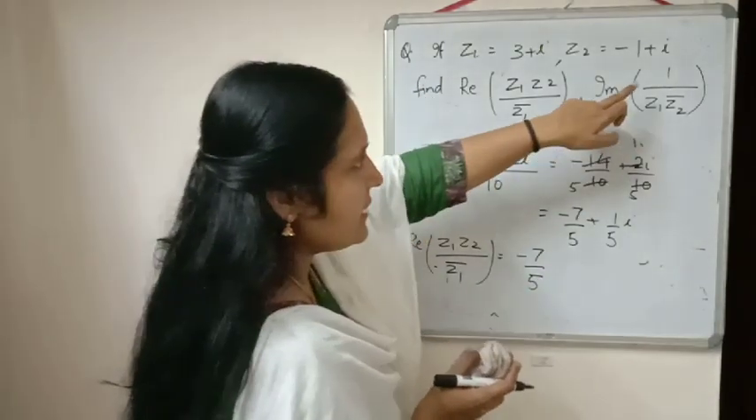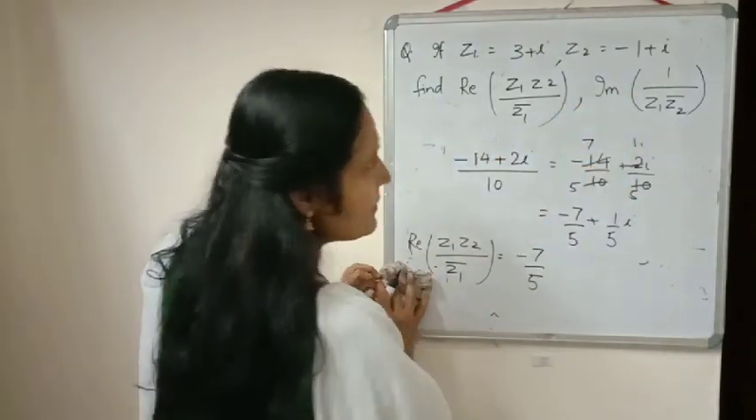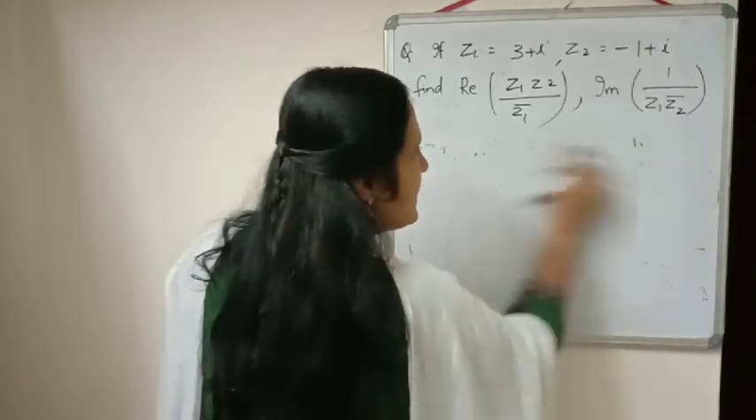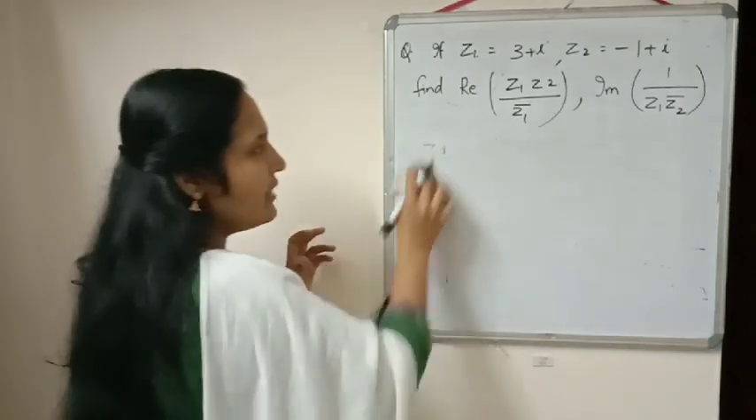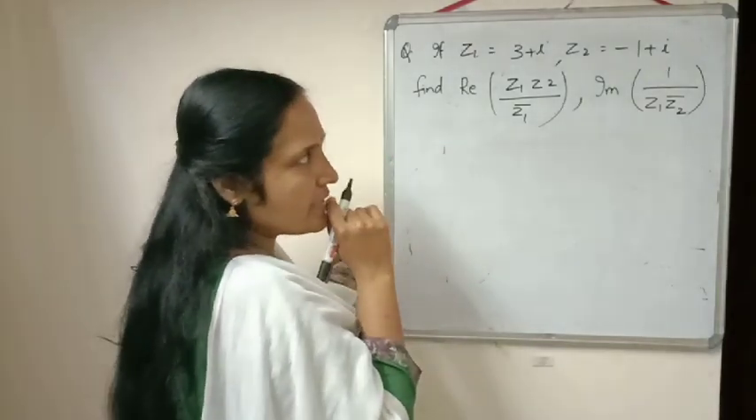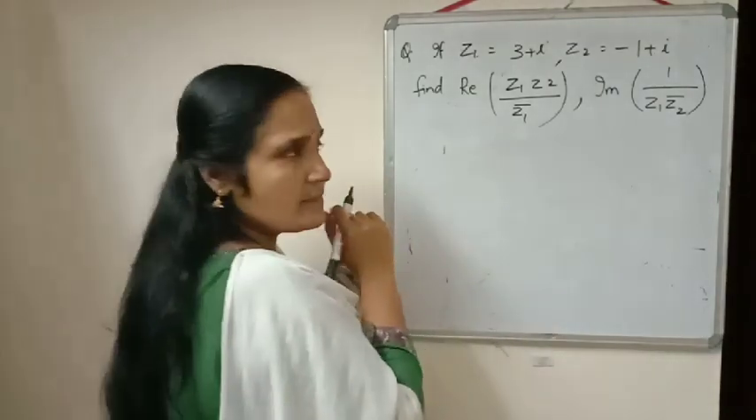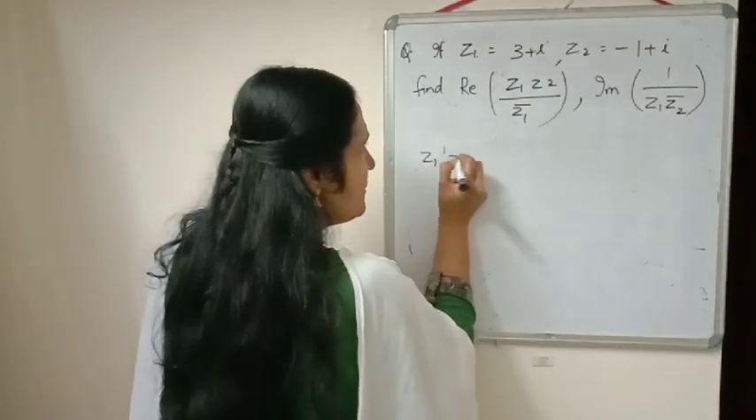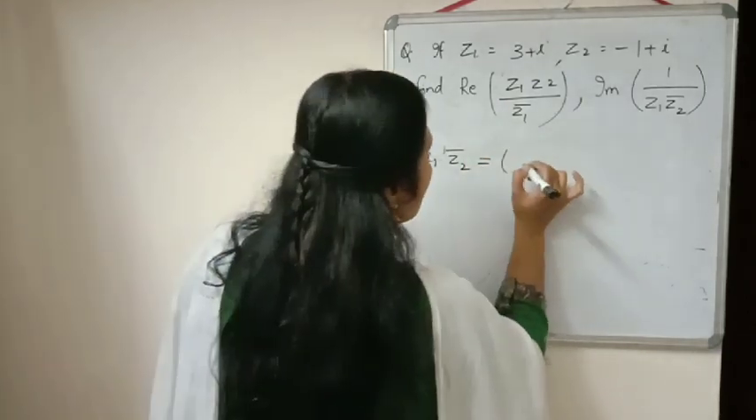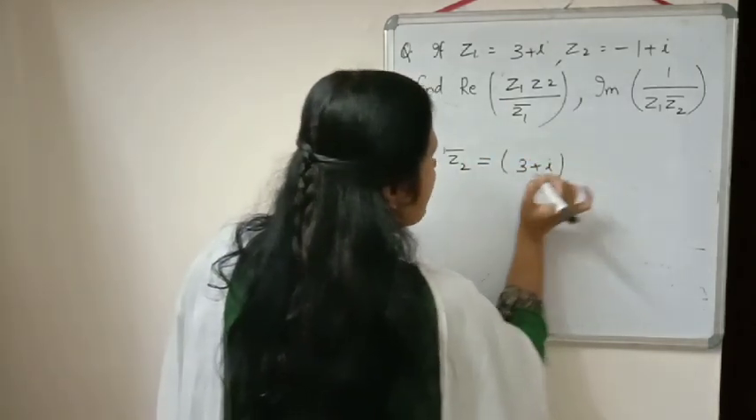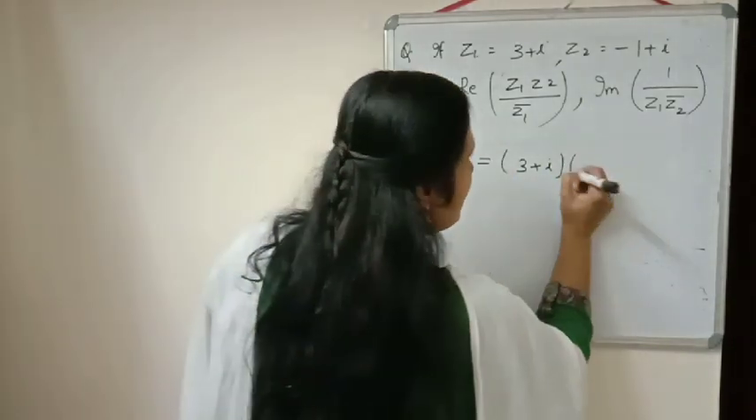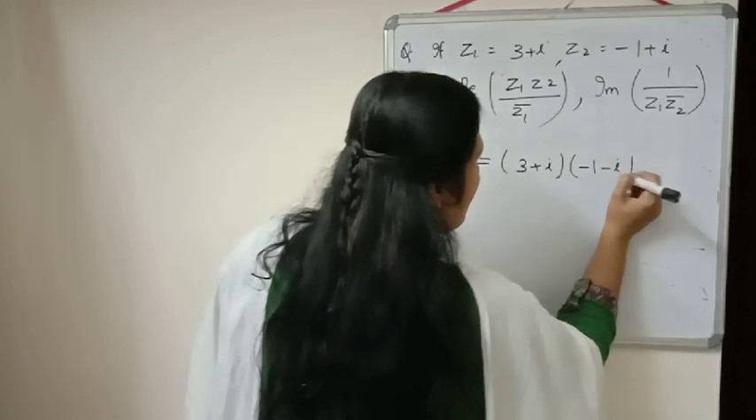Now the second one is the imaginary part of 1 by z1 z2 bar. So first we can calculate the value of 1 by z1 z2 bar. For that, can we calculate this one first? What will be z1 into z2 bar? What is the value of z1? 3 + i. Z2 bar, meaning conjugate of z2, will be equal to minus 1 minus i.